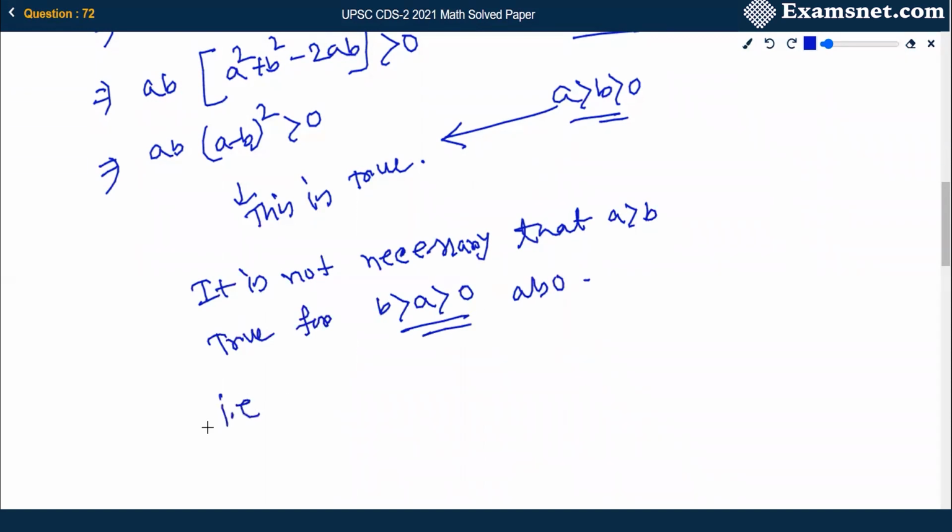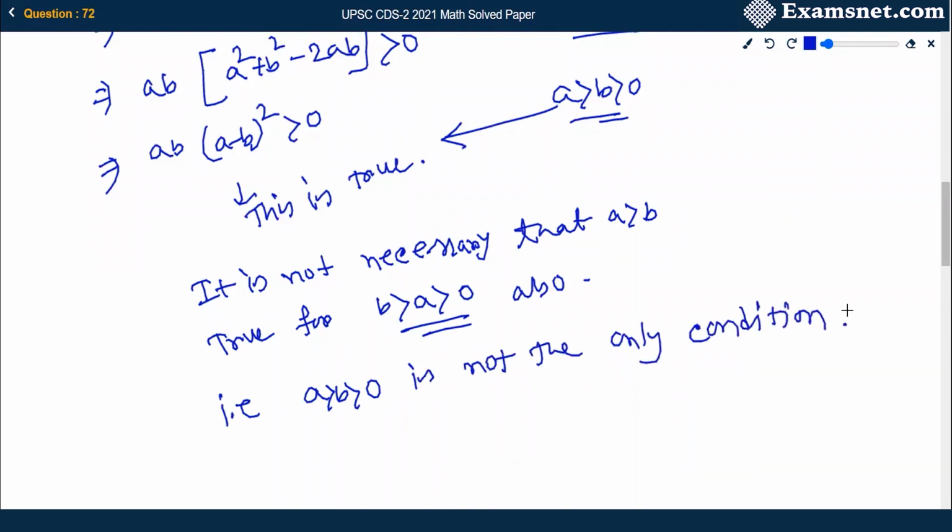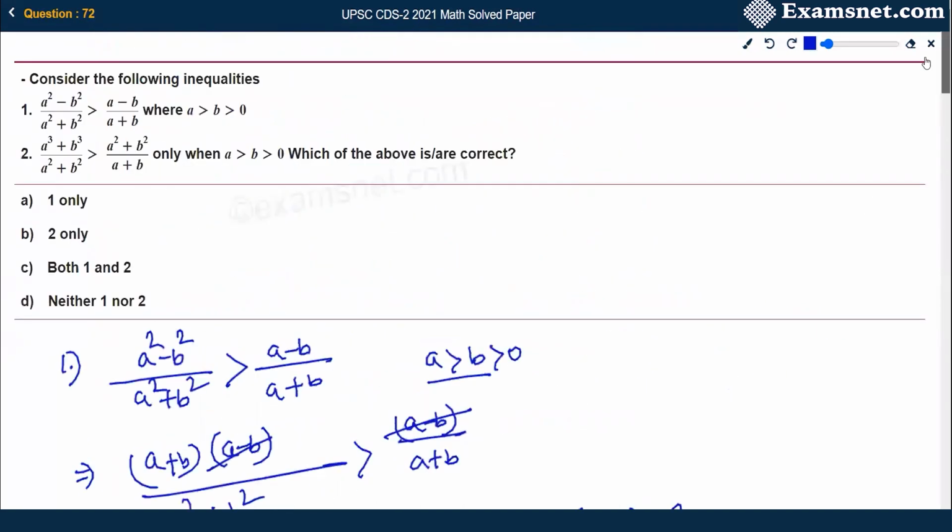What does it imply? That implies that a > b > 0 is not the only condition. But they said only when a > b > 0 is when it's true, which is not true. It can be true for b > a > 0. So the statement is completely not correct. So that's why option A is the correct one. That is, only one correct statement.